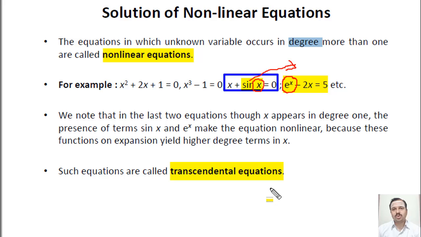Transcendental equations are those which contain non-algebraic terms. The algebraic terms are x, x square, x cube, like that, x plus 1 or x plus 1 whole square, x minus 1. Such types of terms are algebraic terms. The non-algebraic terms are trigonometric terms, logarithmic terms, exponential terms, and hyperbolic terms. If such terms are present in the equation, then we call such an equation a transcendental equation, and definitely they are the non-linear transcendental equations.